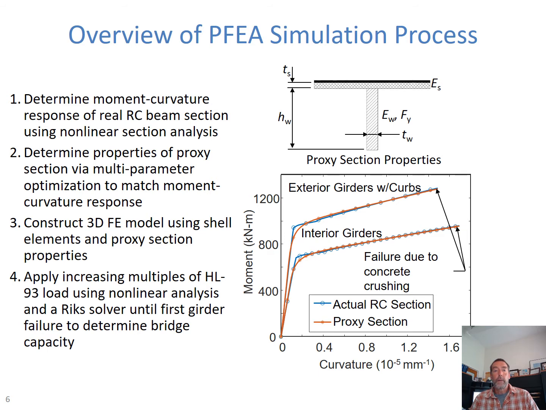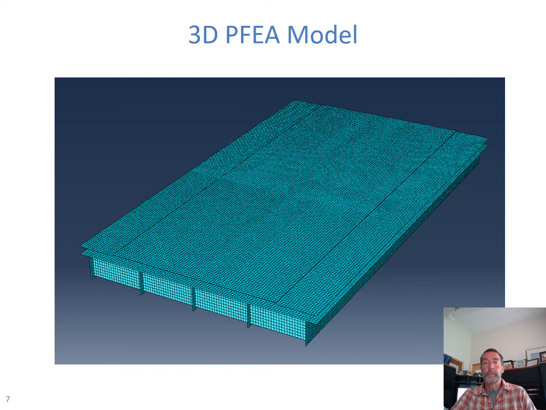Now you've got a girder cross section that you can easily model in 3 dimensions, and tie all the girders together in your multiple girder bridge with shell elements, elastic and elastic plastic materials, relatively straightforward to do. And in step 4, you apply increasing multiples of load, in this case HL93, using nonlinear analysis and a RIX or arc length solver up until you get failure of a girder, and that defines the capacity of the bridge. From that, you can compute the rating factor in a fairly straightforward fashion.